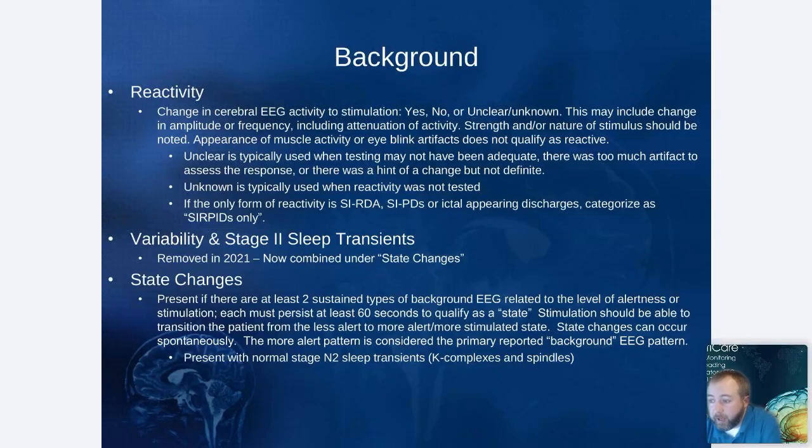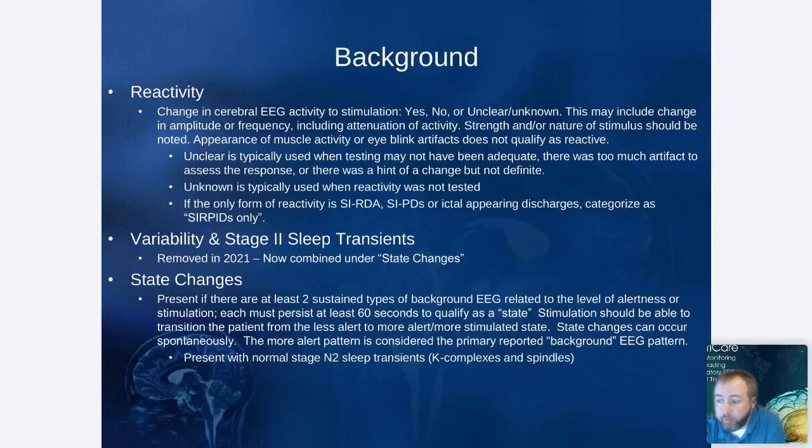So like I said, what they combined is now called state changes. State changes are present if there are at least two types of background EEG related to the level of alertness or stimulation. Each of these must persist for at least a minute to qualify as a state. Stimulation should be able to transition them from a less alert to a more alert state, and the changes can occur spontaneously. The more alert pattern is going to be considered the primary reported background EEG pattern.